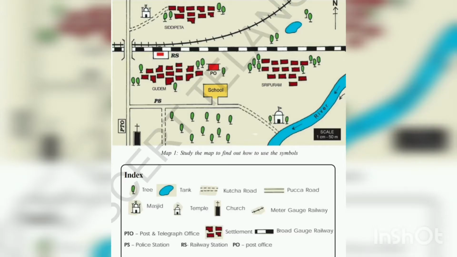Now you can look into this picture of what you did last year. There is an index box given with symbols for tree, masjid, tank, temple, church, broad gauge, police station. Everywhere they have given different symbols, so that it is easy for you to represent it on the map, because you are representing the real image on a small paper.